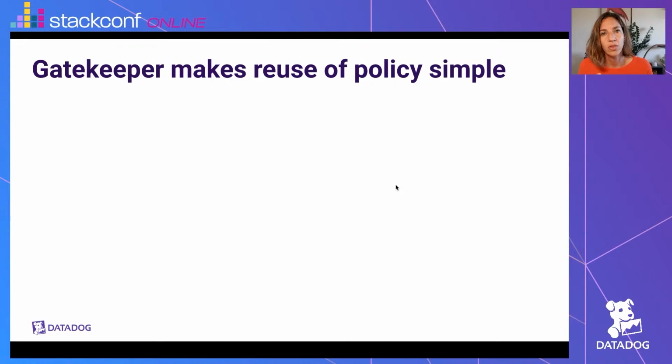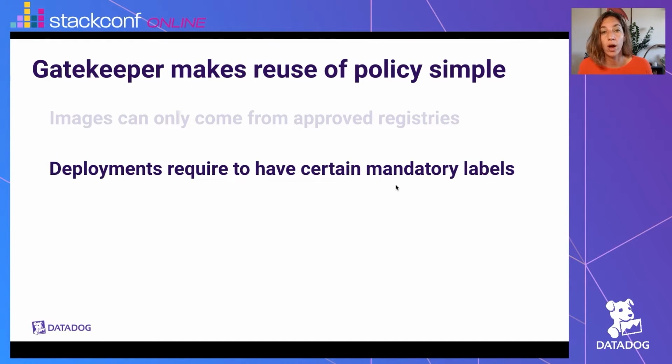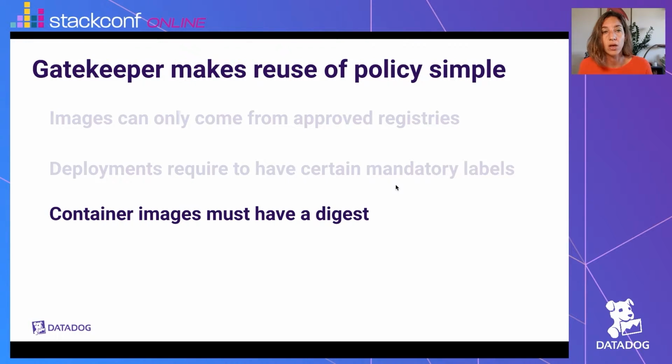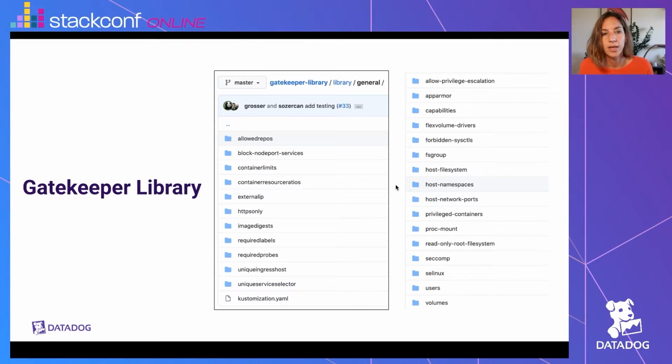The funny thing is that many of the things that we want to govern in our cluster are very similar from organization to organization, like images can only come from approved registries, or deployments require certain mandatory labels, or container images must have a digest, or containers need to have a memory and CPU limit set with a specific value. These are things that probably you want to do on your clusters as well.